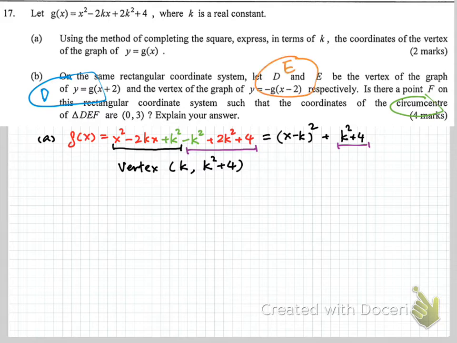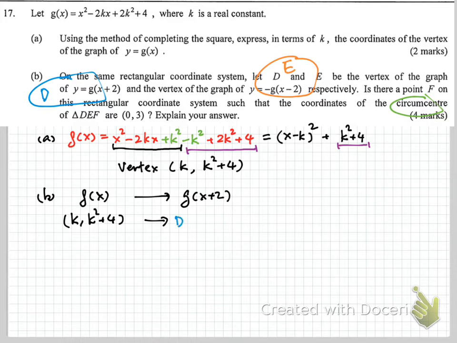When you go from g(x), the vertex is at k and k squared plus 4. Now it goes to g(x plus 2). So where does the vertex go? We know that the movement from g(x) to g(x plus 2) is moving to the left by 2 units. This is the transformation. So the vertex, the point D, is also obtained by moving to the left by 2 units.